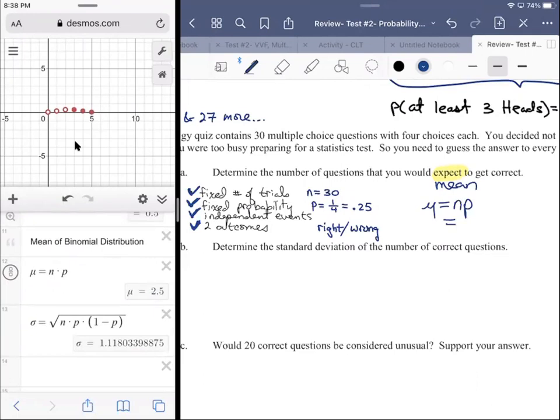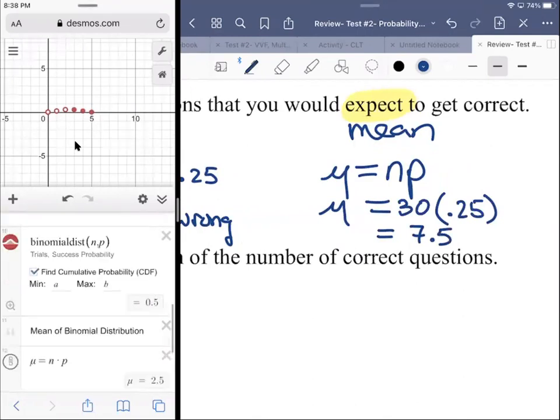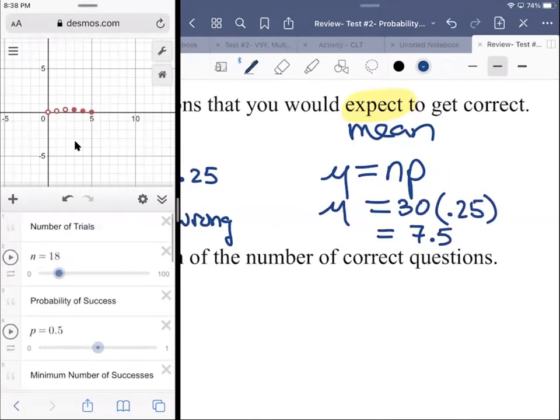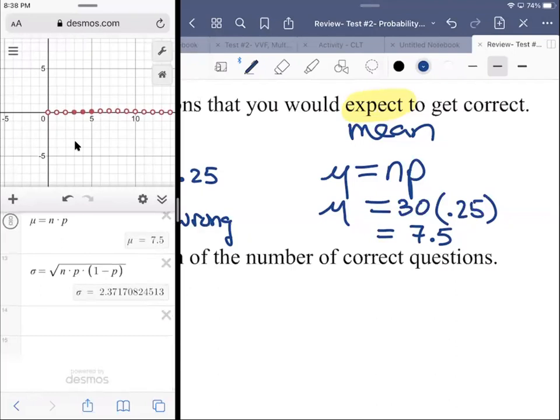It's not challenging. You're probably going to compute it using a Desmos calculator anyway, but you could use a calculator on your phone or something like that, and you're going to get it either way. So 30 times 1/4, or 0.25. I'll use the 0.25. It's going to be 7.5. But I'll use the dials on this one here. So 30 questions, probability of success is 0.25. And if you scroll on down, you see that the mean mu equals NP is 7.5.